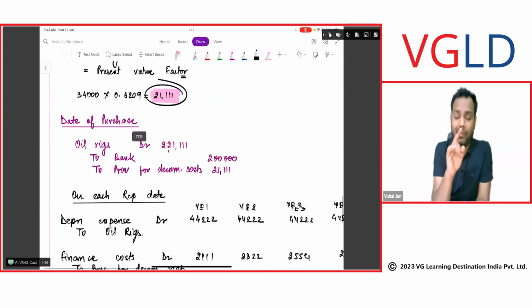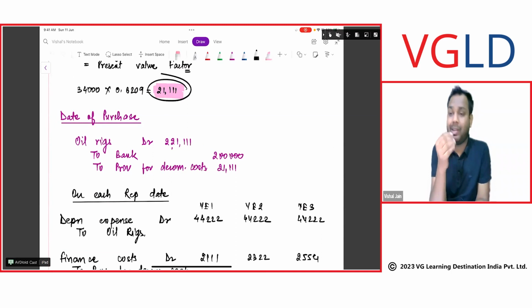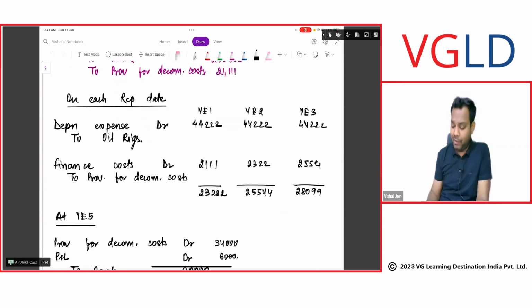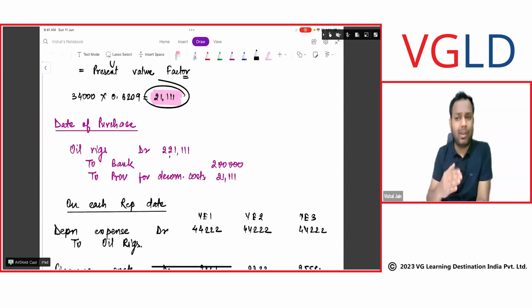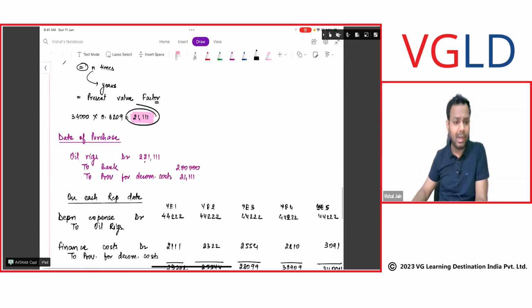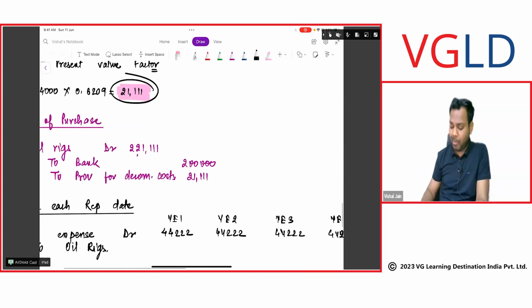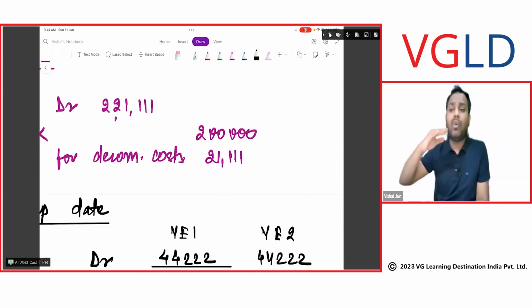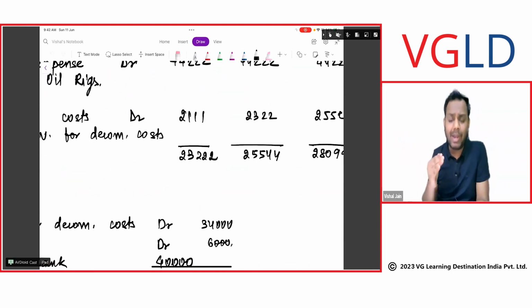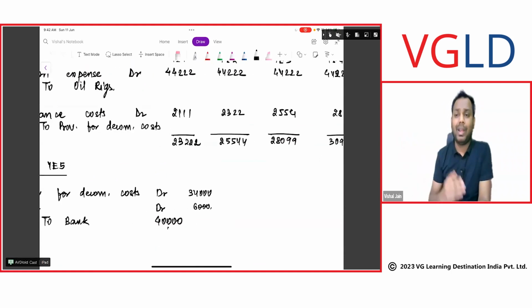This entry, as I told in the previous class itself, the provision for decommissioning cost is an enabler asset. Hence, we need to capitalize the cost. Since this oil rig is valued at 221,111, we have to depreciate it over 5 years, so we just depreciated the oil rig over 5 years. Since this provision for decommissioning cost is the present value, we have to unwind it also. So we are unwinding at the same rate which we used to calculate the present value, so that at the end of year 5, the value again reaches 34,000, and we'll pay it off and settle it off.